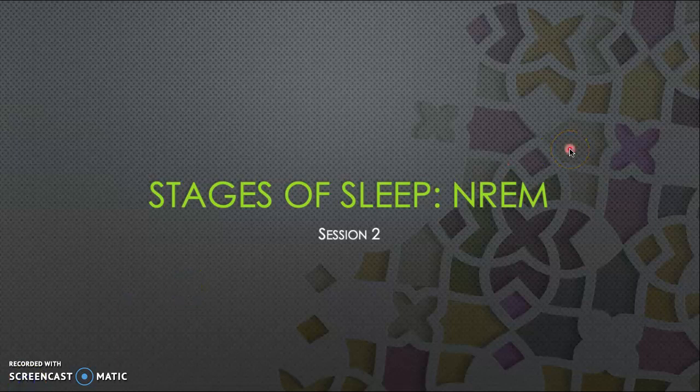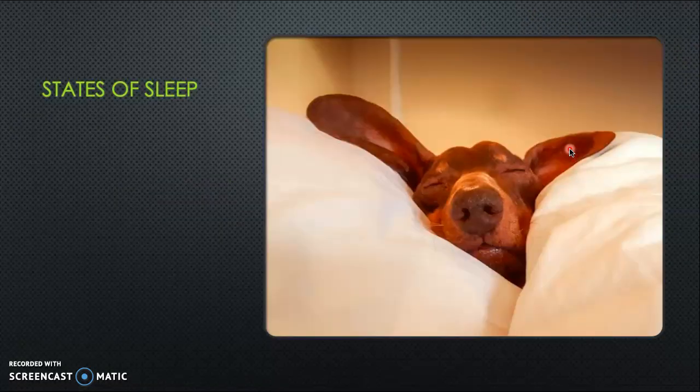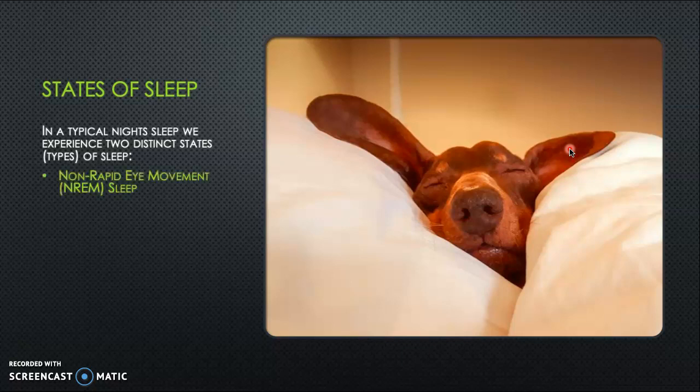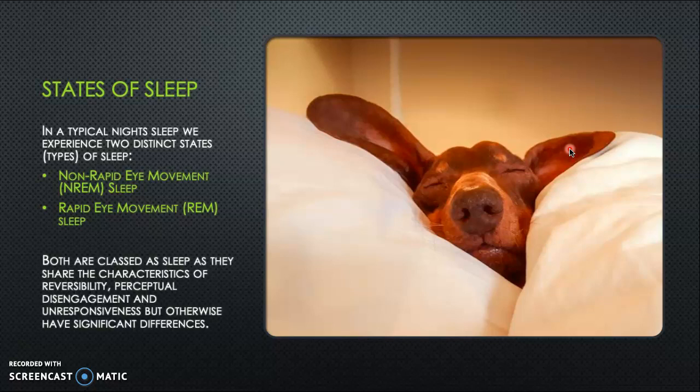Alright guys, today we are looking at the stages of sleep, in particular NREM sleep. So, what are these states of sleep? In a typical night, we actually experience two distinct states of sleep, and these are called non-rapid eye movement sleep, or NREM sleep, and rapid eye movement sleep. So today we're going to be looking at the first one, non-rapid eye movement sleep.